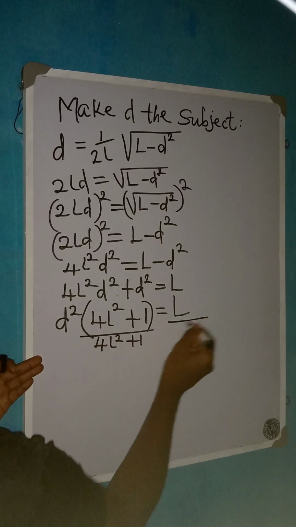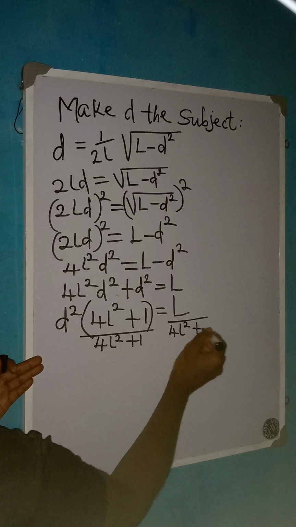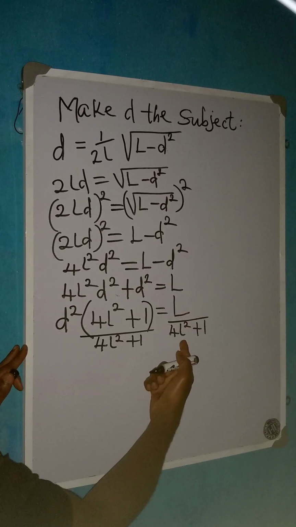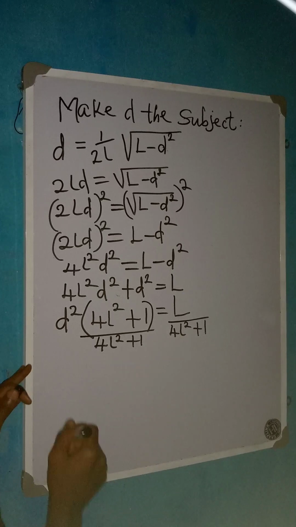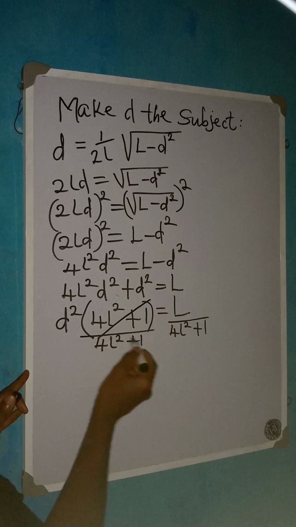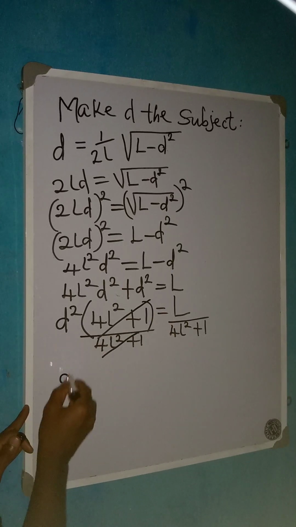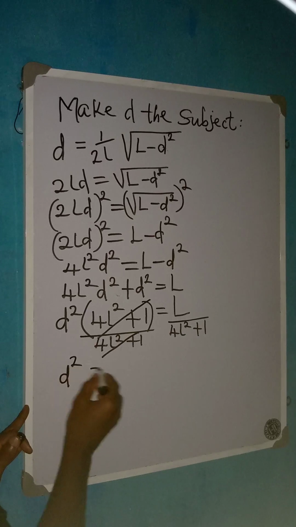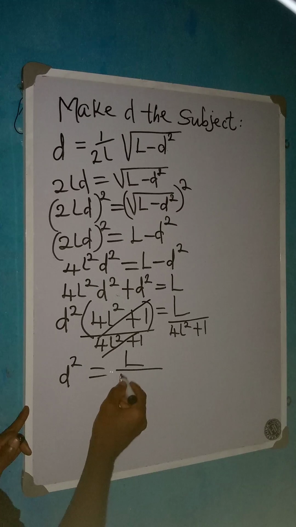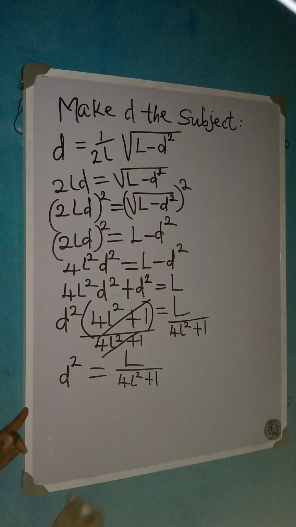Then this side, I will still divide it by 4L squared plus 1. Remember, this is capital letter L and small letter l. They are different things. 4L squared plus 1 will cancel 4L squared plus 1. What is left here is D squared, which will now be equal to L all over 4L squared plus 1.